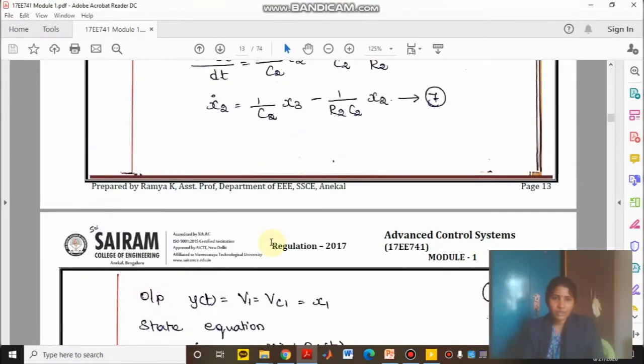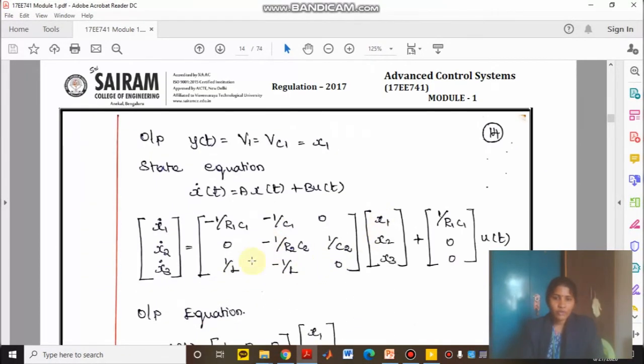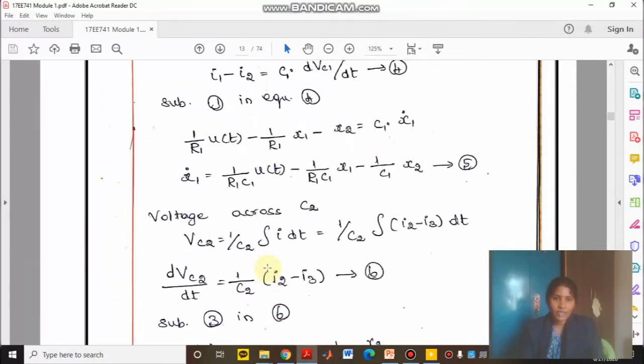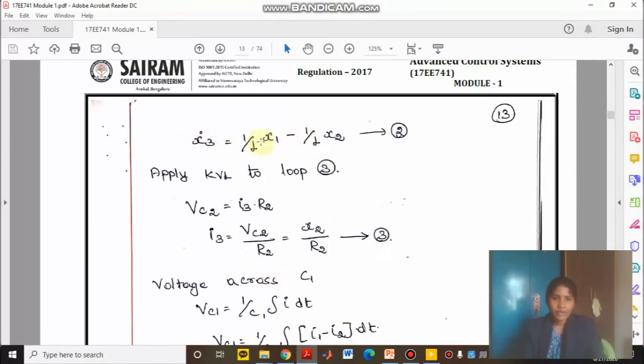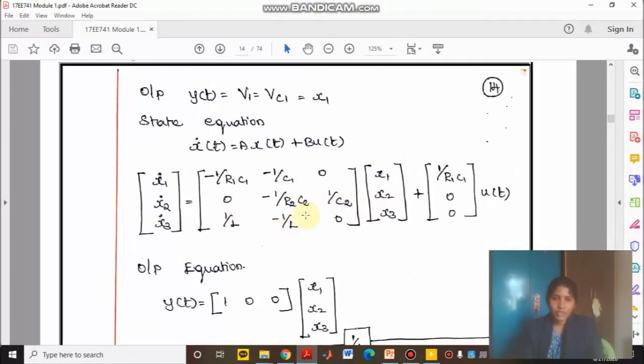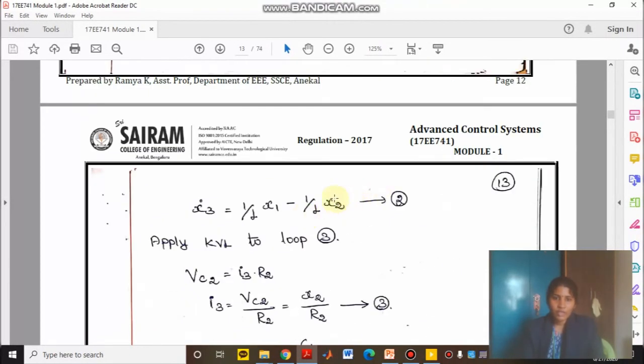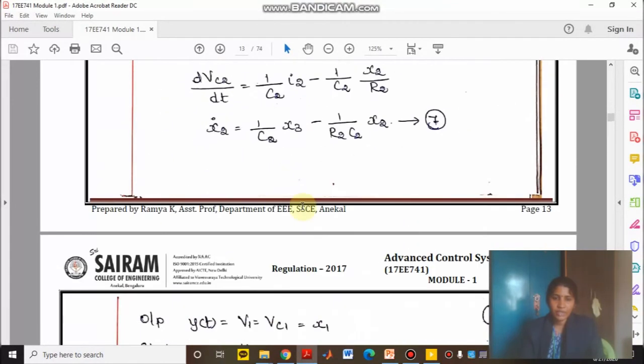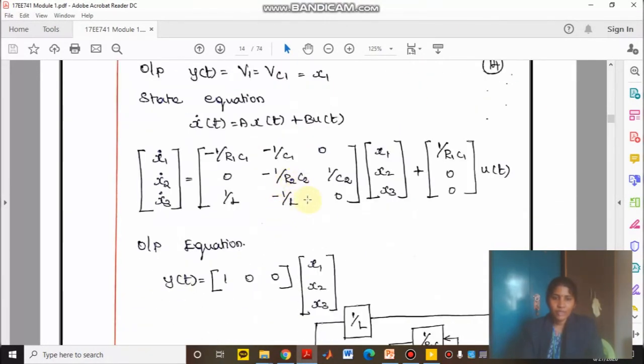Now coming back to x3 dot. What is the coefficient of x1 in x3 dot? Where you have identified your x3 dot, you have identified it over here. So here you have only x1 and x2, so x3 is going to be 0. The coefficient of x1 in x3 dot is 1 divided by L. What is the coefficient of x2 in x3 dot? The coefficient of x2 in x3 dot is minus 1 divided by L. So in this portion you have to write minus 1 by L. This is how you need to write the matrix A.